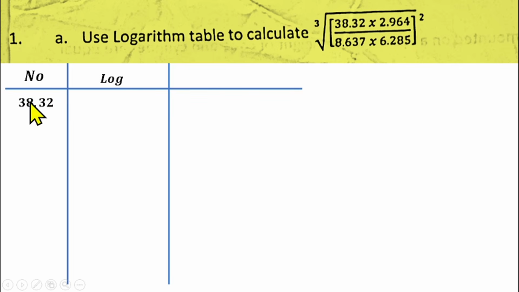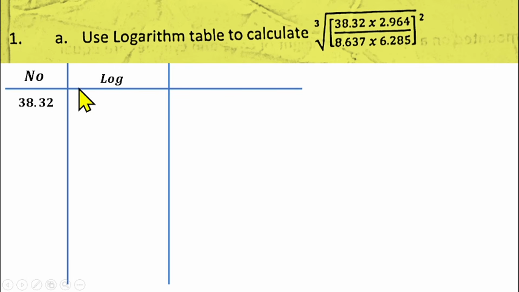How do we do that? First of all, find the characteristic of this number. The characteristic of 38.32 is 1. How do we get that? Change this number to standard form, and the power of 10 there is the characteristic of this number. If I change this number to standard form, that gives us 3.832 times 10 raised to the power 1. So that power of 10, which is 1, is the characteristic of this number.